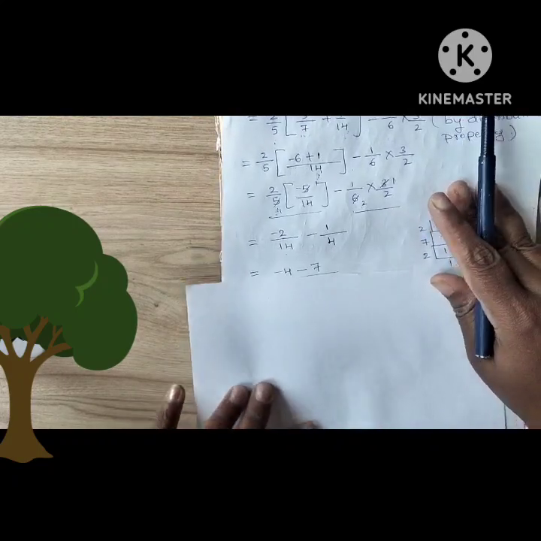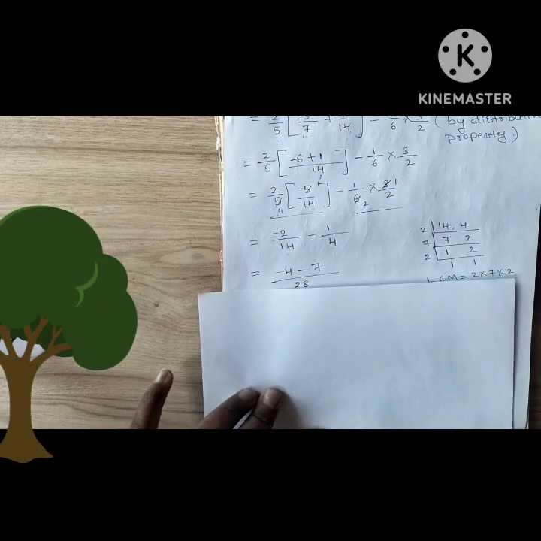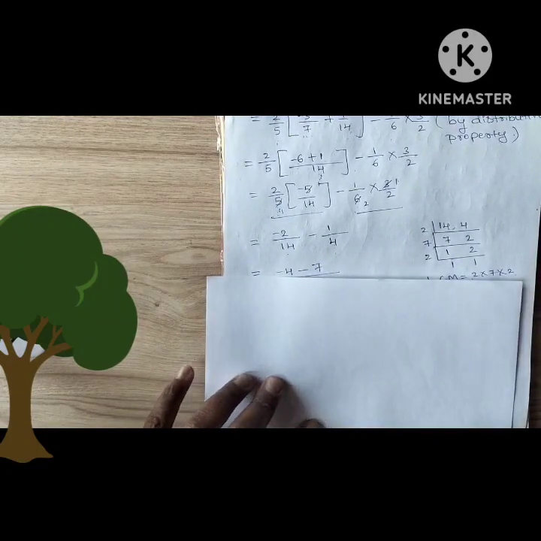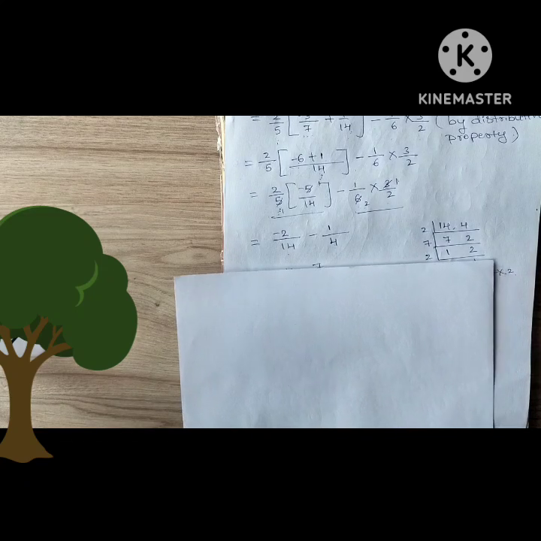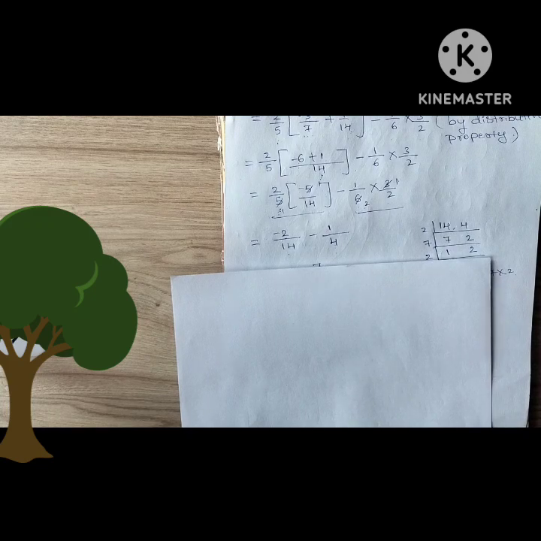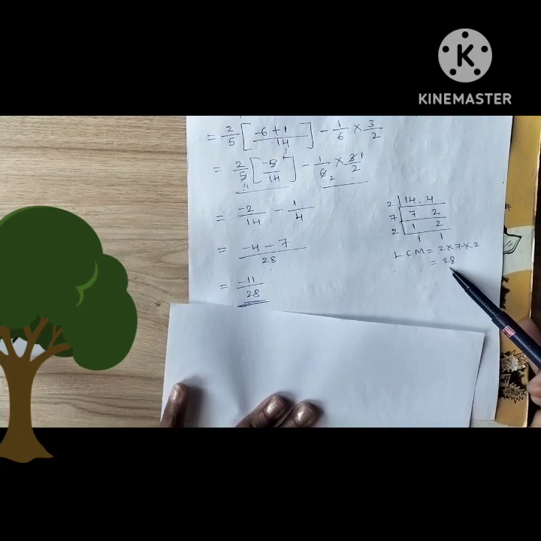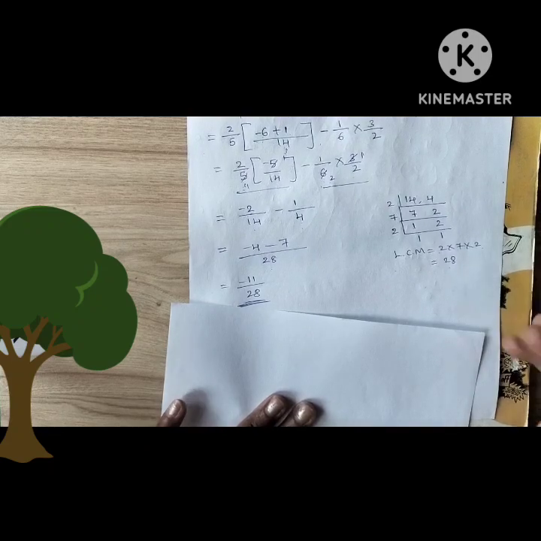Next, minus 1 into 1 is 1, 2 twos are 4, 4 written as it is. Minus 2 by 14 minus 1 by 4. Again we have a different denominator in the fractions. Again we have to take the LCM for 14 and 4. Okay, if we take the LCM for 14 and 4, we will get 28 as the LCM.